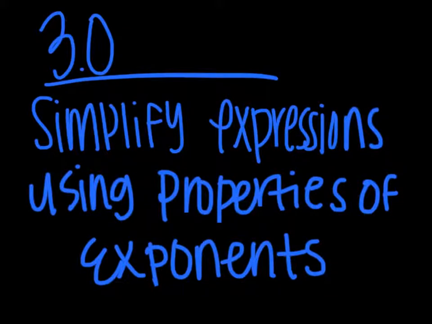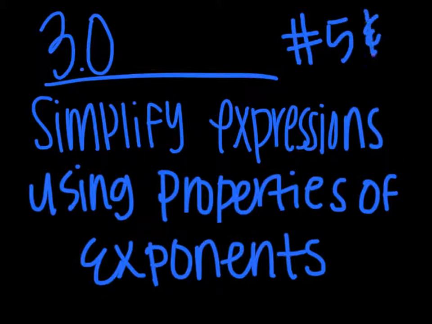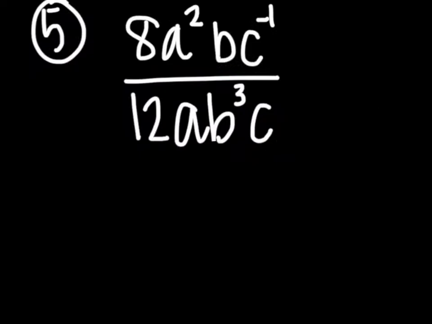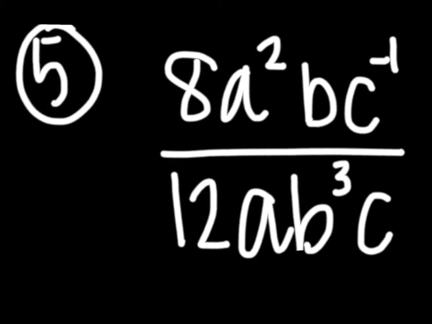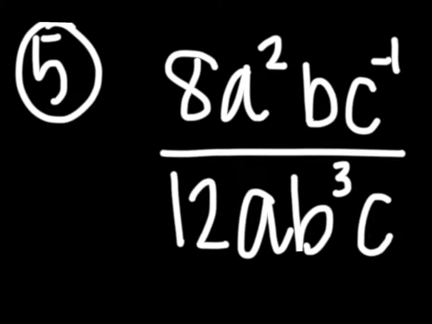This video is going to explain the 3.0 objective of simplifying expressions using properties of exponents. On your review, this is number 5 and 6. Here's the original problem on number 5: 8a squared times b times c to the negative 1, divided by 12a b to the third c.